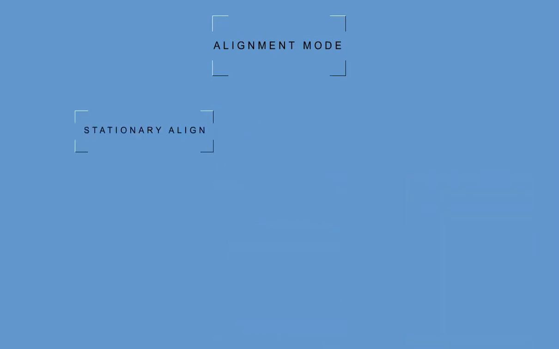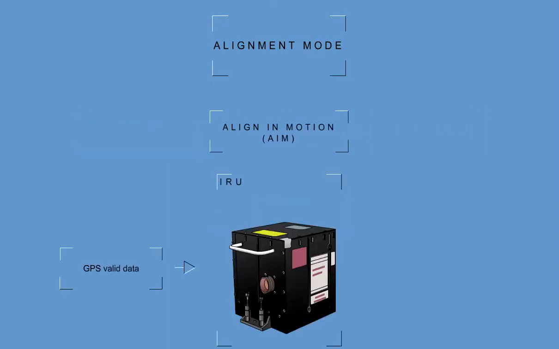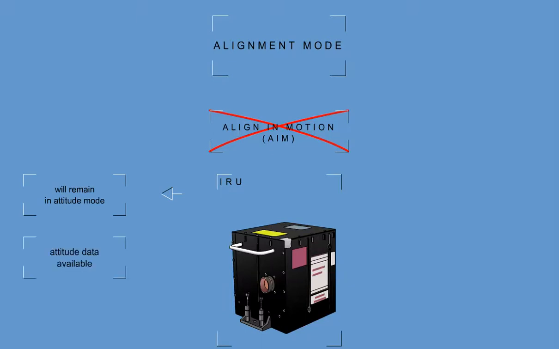Stationary alignment and AIM modes are performed in conjunction with the attitude mode prior to entry into the navigation mode. In order to perform an AIM, the IRU requires GPS valid data. Should the AIM fail, the micro IRU will remain in attitude mode, with attitude data available but with positional data unavailable.